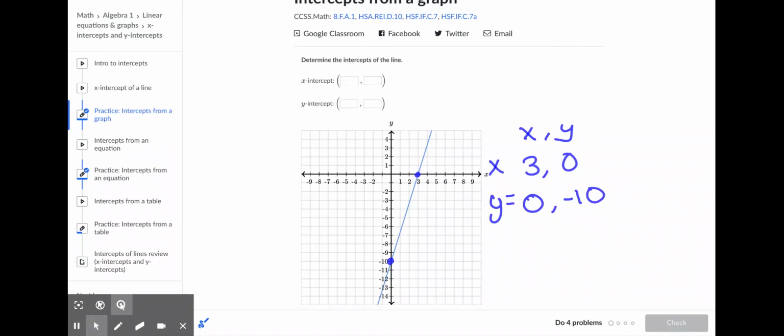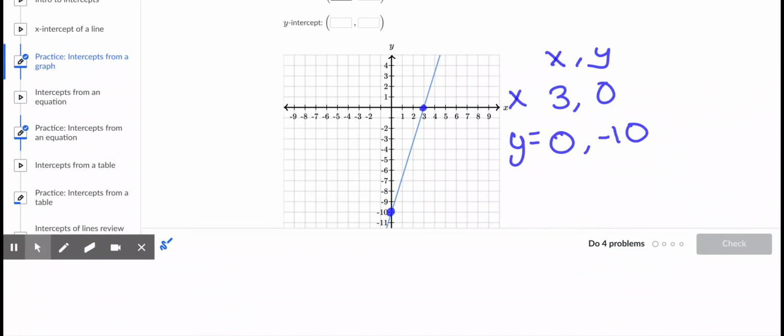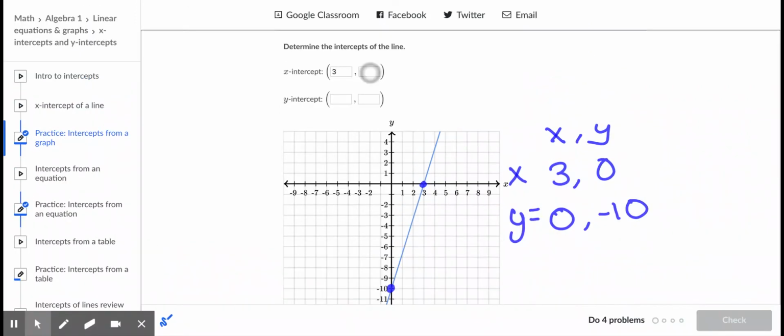So we go up here and we type those answers in. 3, 0, and 0, negative 10.